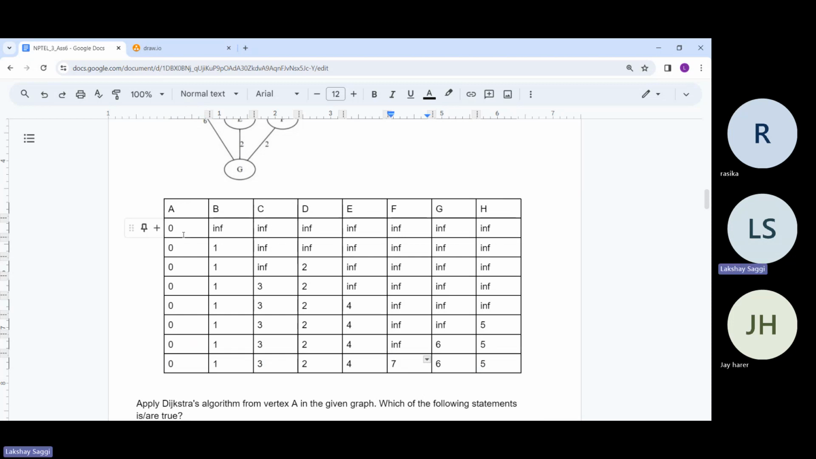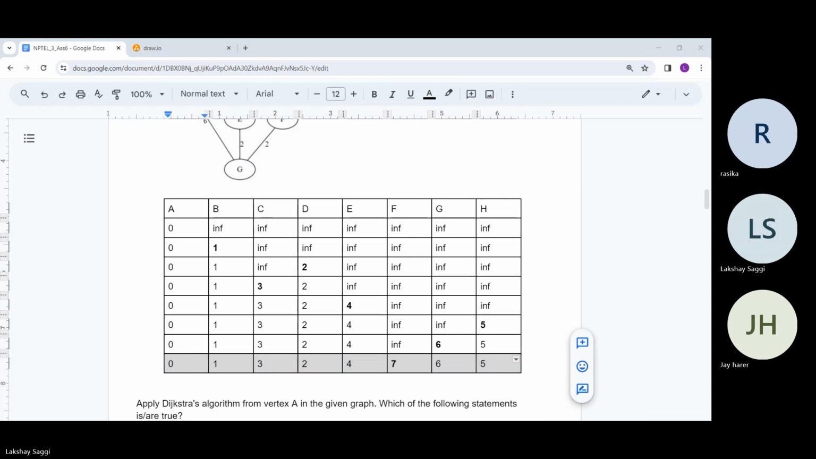And maybe I should bold the values which we are changing in every iteration. So this is the value which we fix in this iteration, and this is the value which we fix in this iteration. C's distance is fixed in this iteration, then E's distance is fixed here, then H's distance is fixed here, then G, and lastly F. So the final shortest distances which we obtain are something like these.